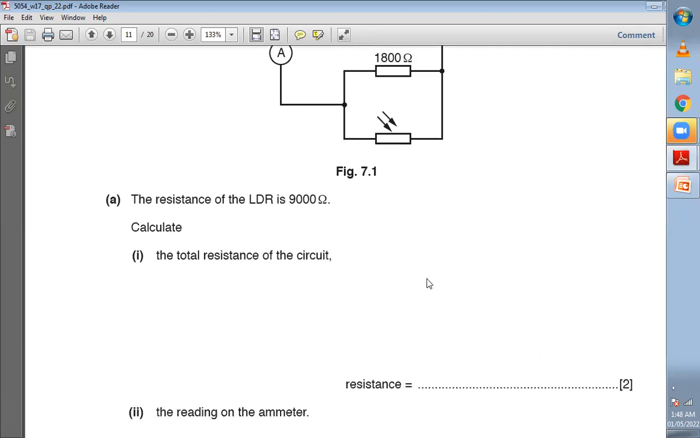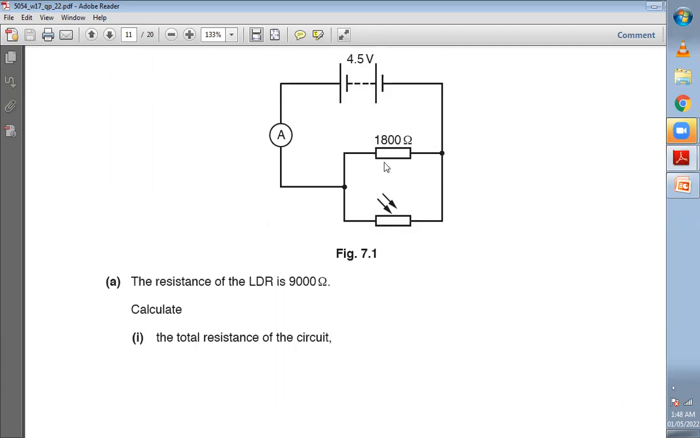The resistance of the LDR is 9,000 ohm. Calculate the total resistance of the circuit. The total resistance, these two are the only resistors here.